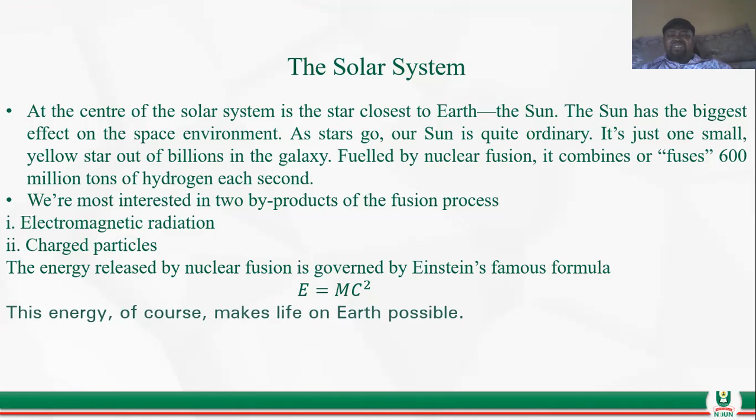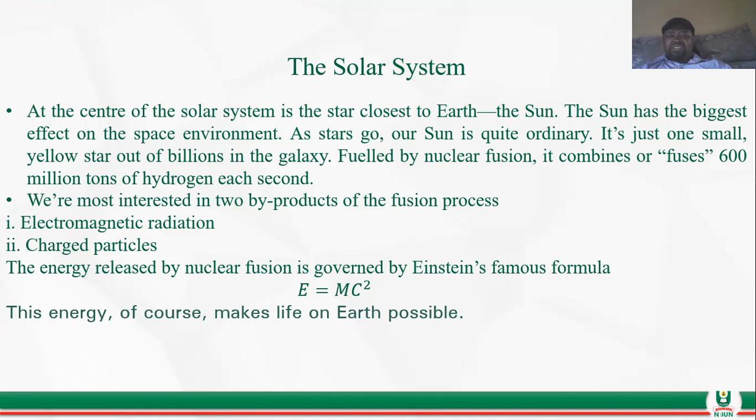The sun has the biggest effect on the space environment. As stars go, our sun is quite ordinary. It is just one small yellow star out of billions in the galaxy, fueled by nuclear fusion. It combines, or fuses, 600 million tons of hydrogen each second. Can you beat that? The sun fuses 600 million tons of hydrogen each second.